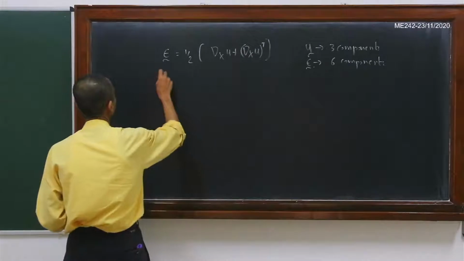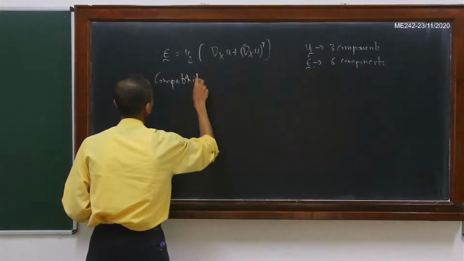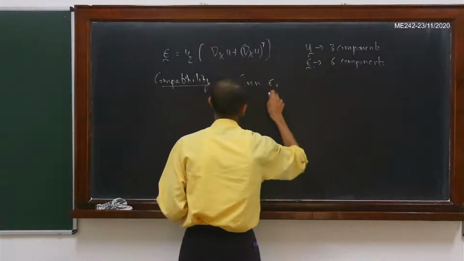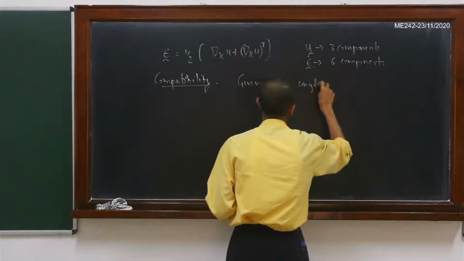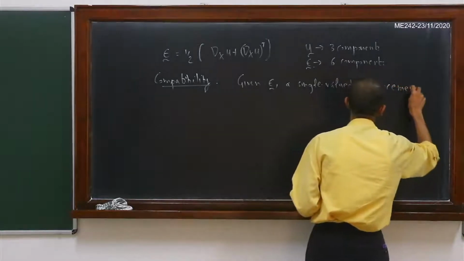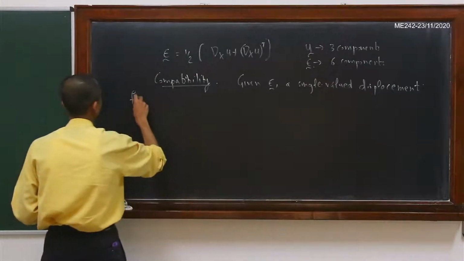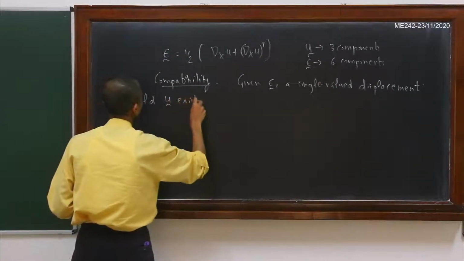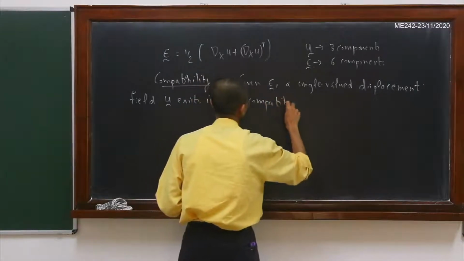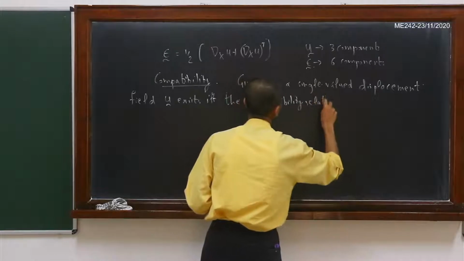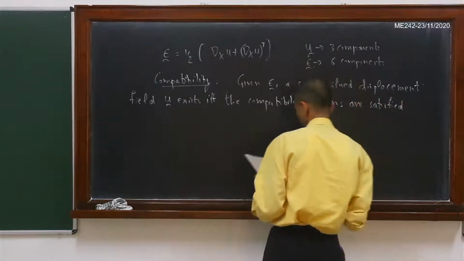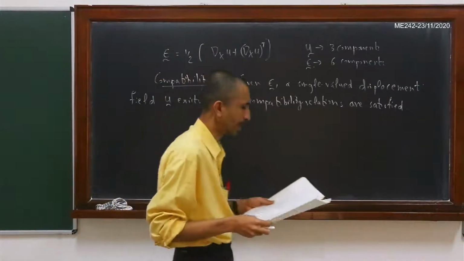So we will talk about compatibility. Given epsilon, a single valued displacement field u exists if and only if the compatibility equations are satisfied. So let us now see what these compatibility equations are.